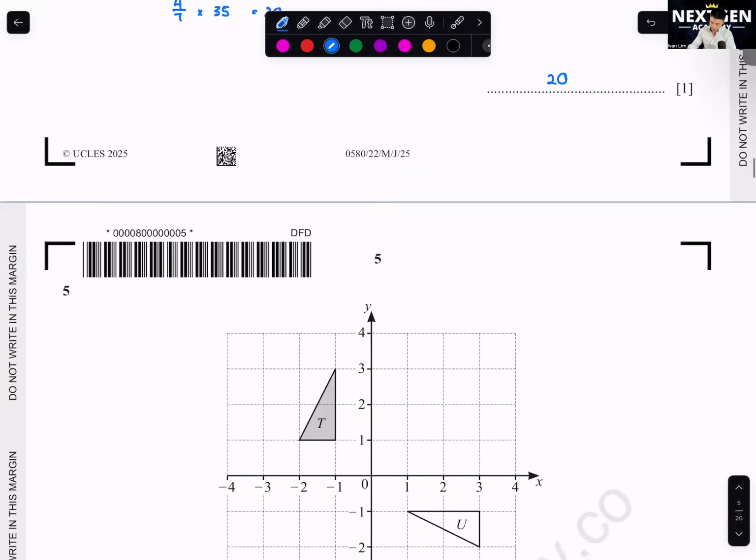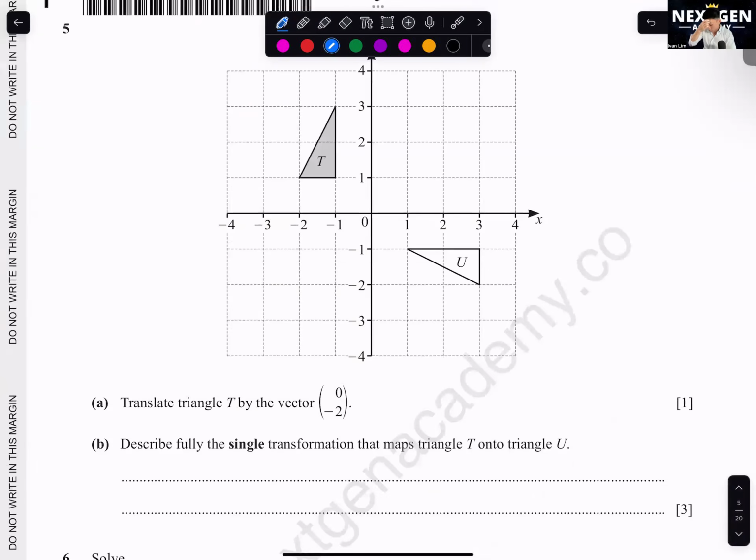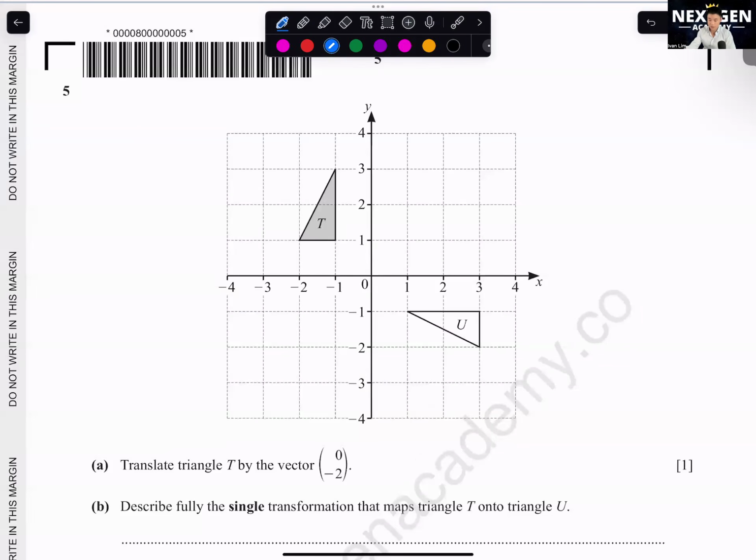Number 5. Translate triangle T by the vector 0, -2. 0, -2 means your y direction goes down by 2 units. 1, 2. Move all the units down by 2. You should get this. Label this A.